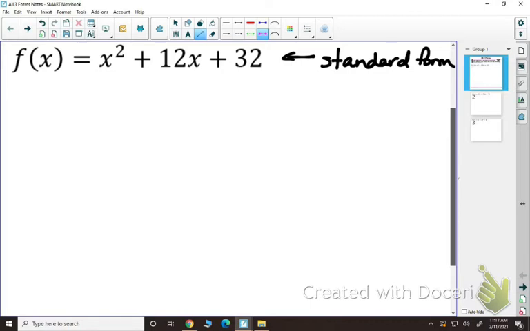What do we end up with in standard form? Hopefully you remember the y-intercept. And the y-intercept, remember, is your constant here. So my y-intercept is going to be at 0, 32. So that is standard form.